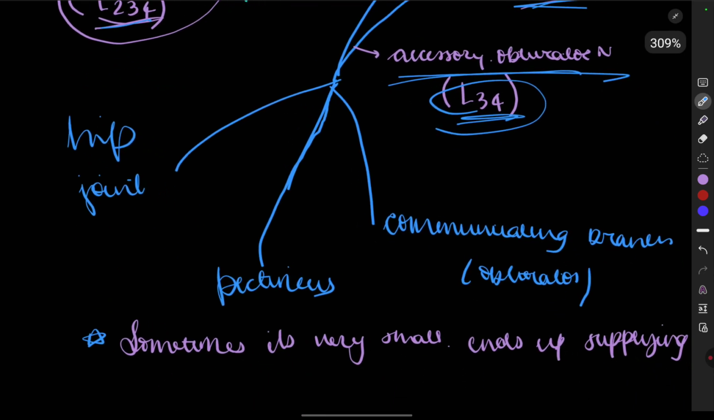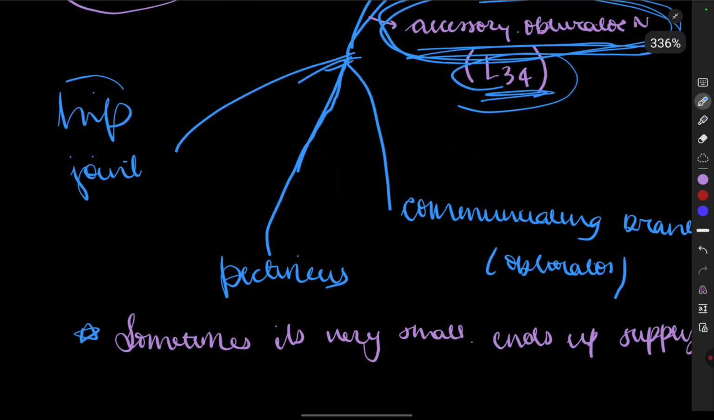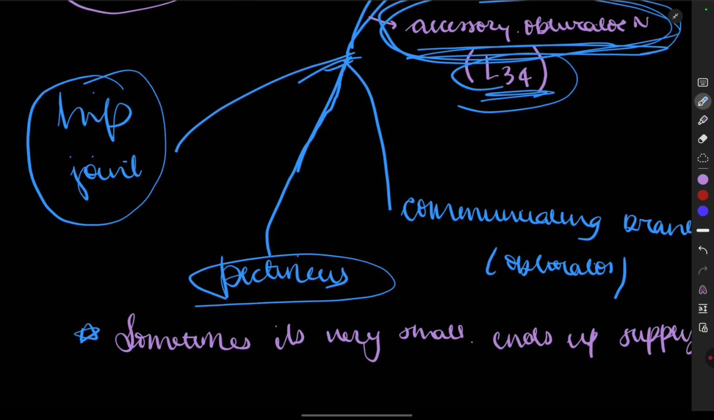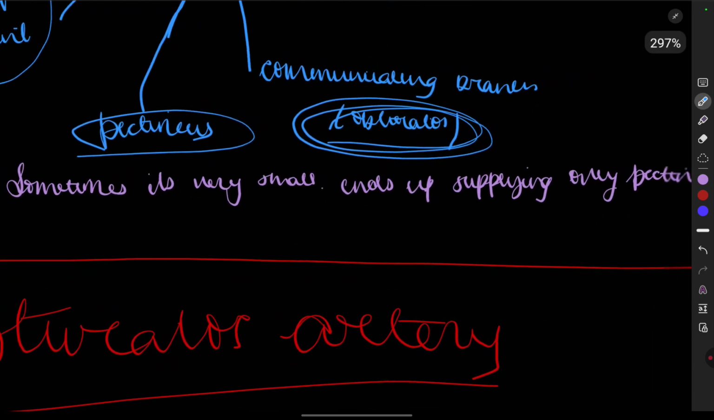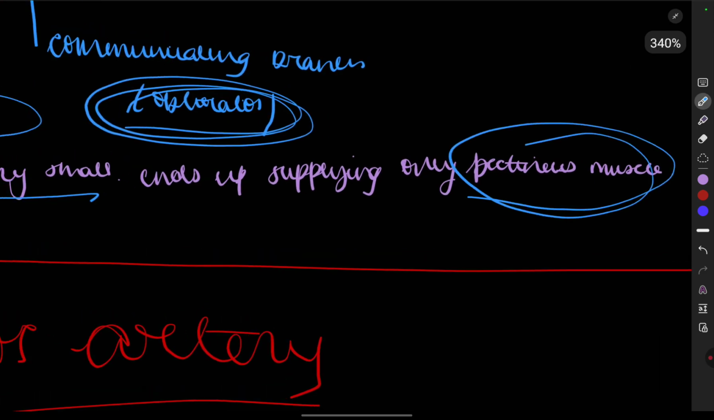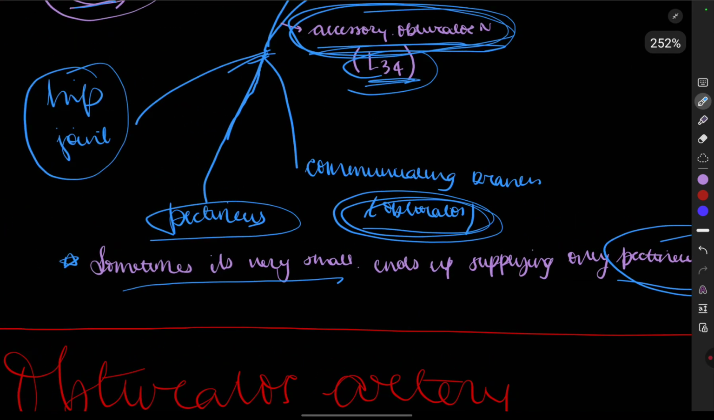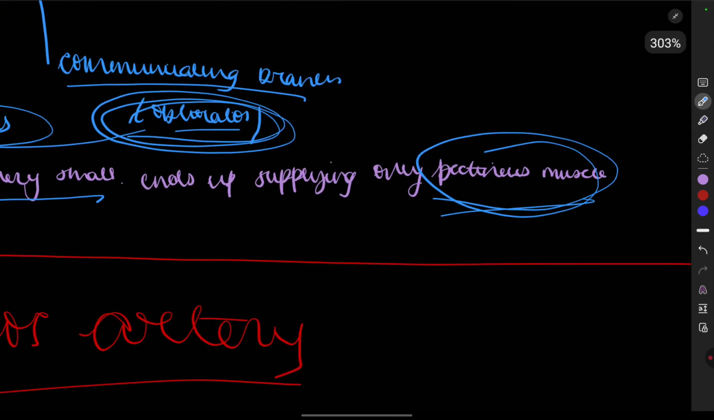It gives off 3 branches. It supplies the hip joint, the pectineus muscle and the communicating branch of the obturator nerve. Sometimes it is very small and ends up supplying only the pectineus muscle. First of all, it is present only in 30% of individuals. If it is long, it supplies the 3 things: the hip joint, the pectineus and the communicating branch. If it is very small, it supplies only the pectineus muscle.